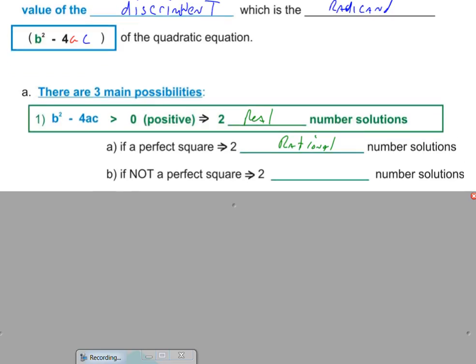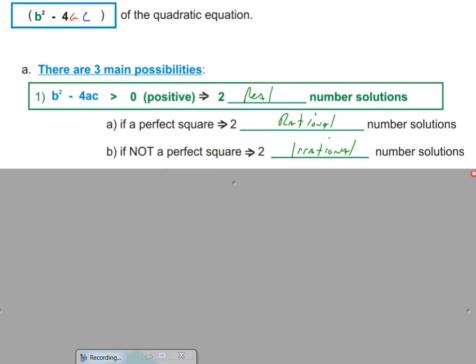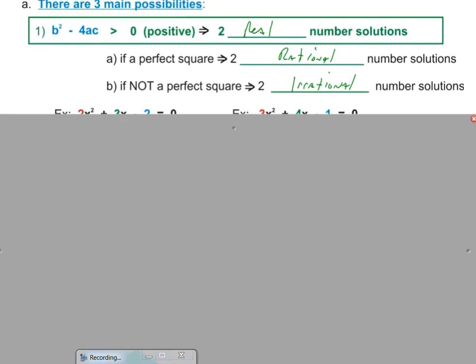If the number is not a perfect square, for example, you get 7. Remember, this is the radicand. Can you evenly take the square root of 7? No. What kind of number is the square root of 7? Irrational, right? Square root of 7 is an irrational number. So in this case, you get 2 irrational number solutions. So our 2 real number solutions are either 2 rationals or 2 irrationals, which are both real numbers. And that's what happens when your radicand, the b squared minus 4ac, is greater than 0.